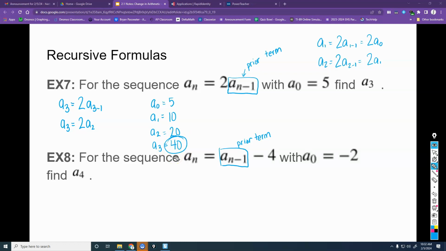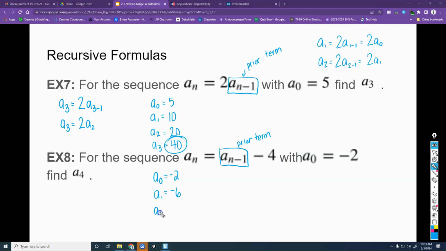Now, if I look at example 8, I'm asked for a sub 4, but they give me a sub 0. All right, so I've got to start from a sub 0, which is negative 2. And I'm going to have to find every term leading up to that, because this is defined with prior terms. So if I'm trying to find a sub 1, my rule is telling me to take the prior term and subtract 4. So I would take a sub 0 and subtract 4. What will I get right there? Prior term was negative 2. I'm subtracting 4 from it, just negative 6, right?